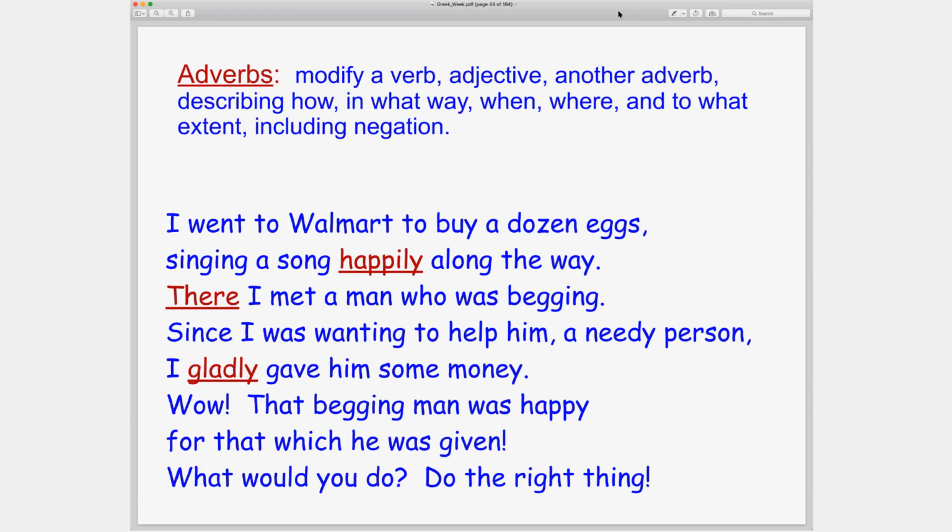Adverbs, as contrasted to adjectives. Remember, adjectives modify a noun. Notice that adverbs can also modify an adjective. Okay.